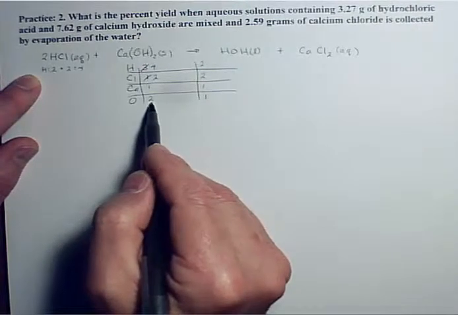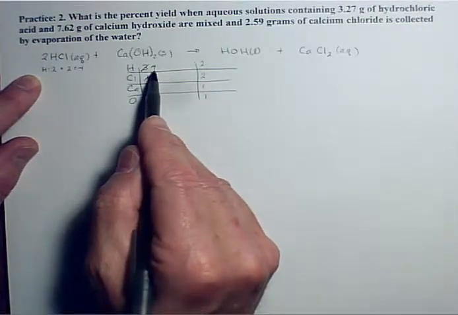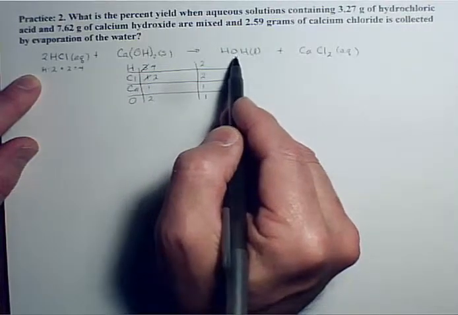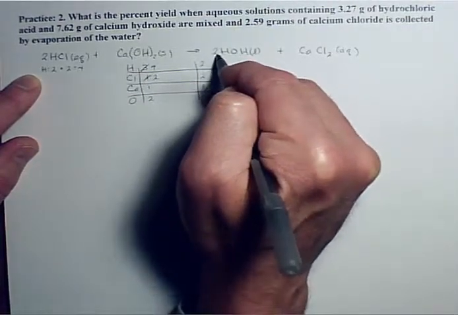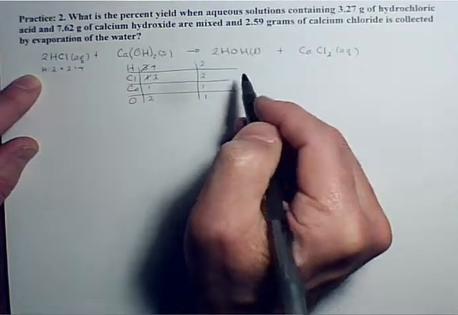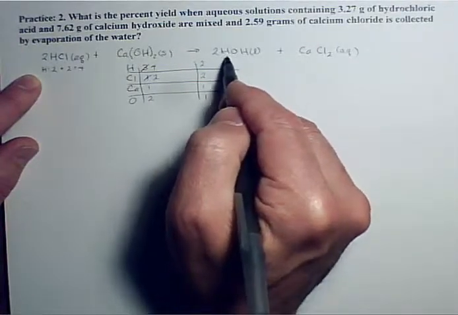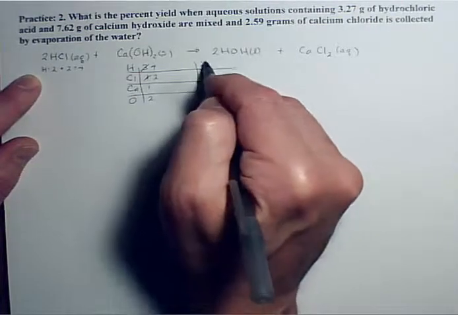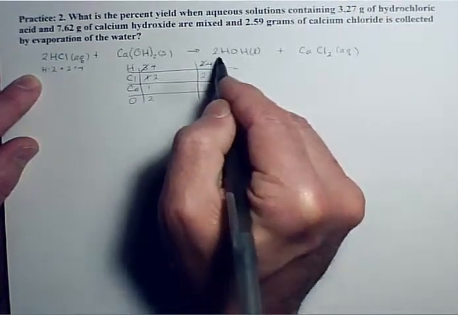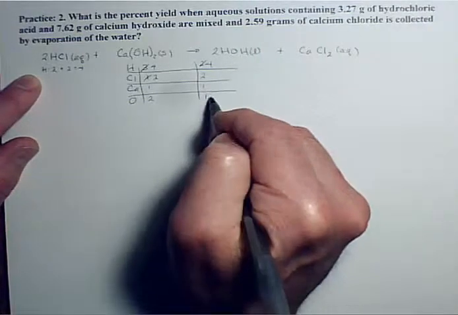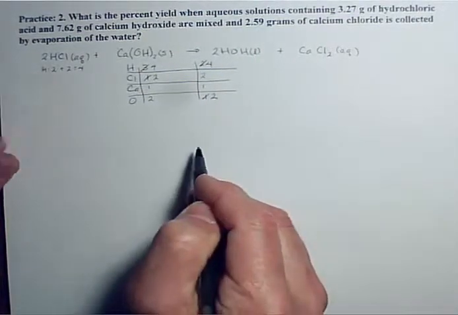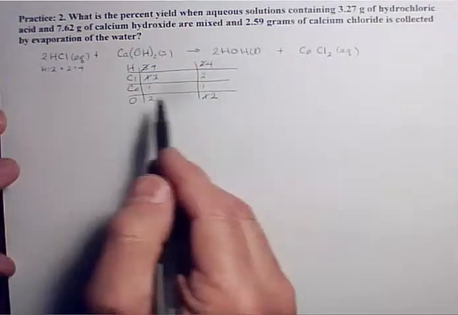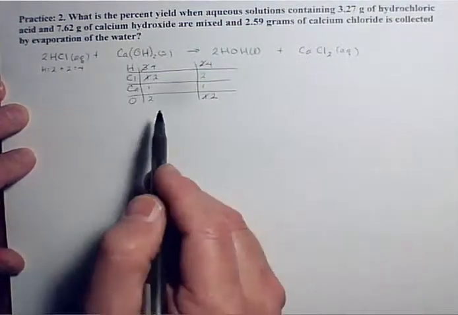Alright, we're going to save oxygen for last. We're going to do hydrogen next. Since I have 4 hydrogens on the left, to get 4 hydrogens on the right, I need a coefficient of 2 in front of the species containing hydrogen. And in this formula, there are 2 hydrogens. So 2 times 2 is 4 hydrogens. It also changes the number of oxygens over here to 2. And now the number of atoms of each of these elements is exactly the same. So this is our atom inventory. We now have a balanced equation.